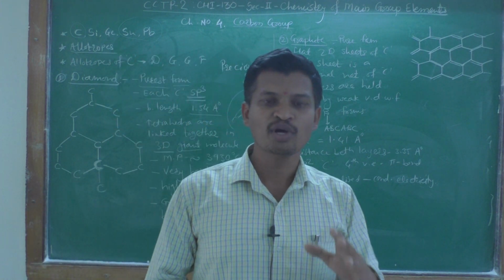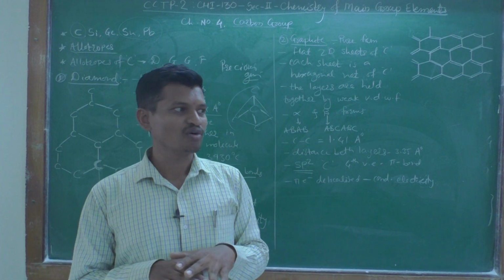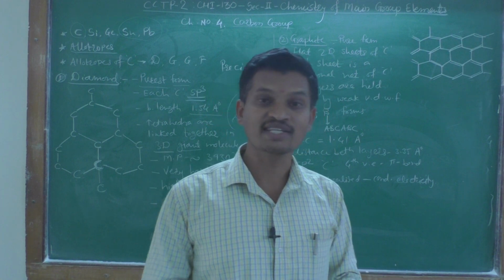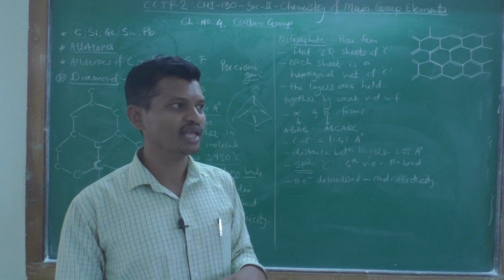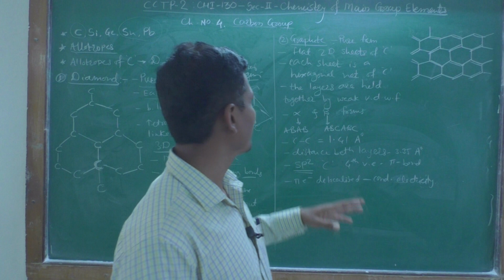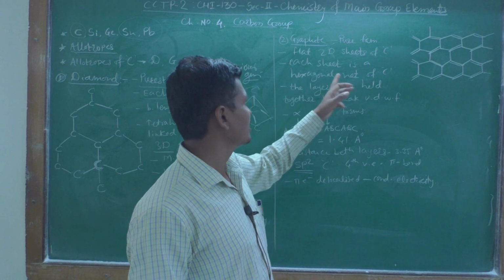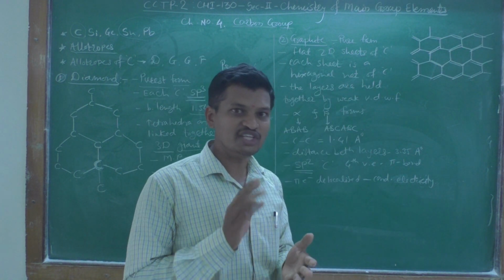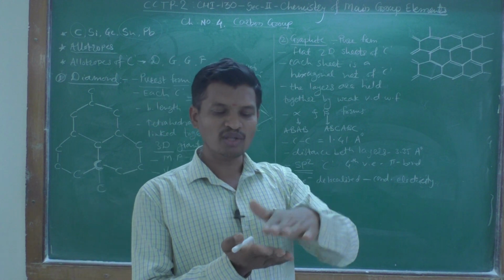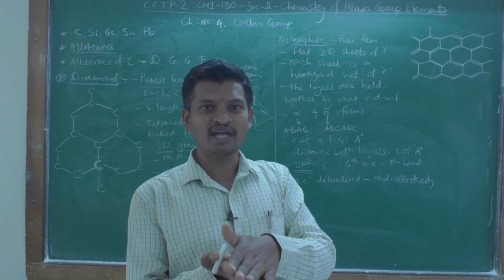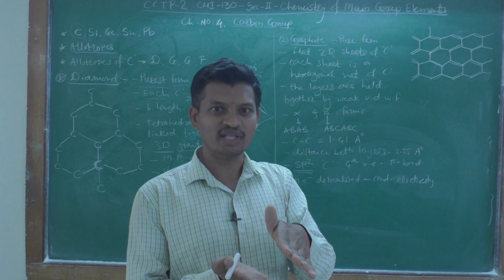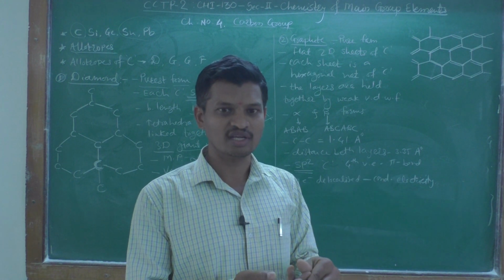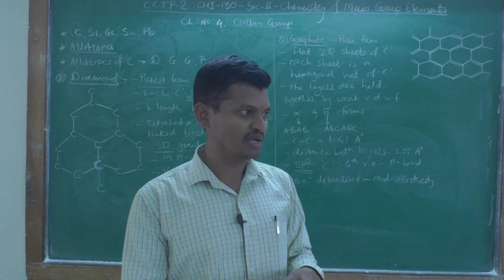Graphite consists of flat hexagonal rings of carbon atoms, and they are in two dimensions. Each sheet is a hexagonal net of carbon atoms. All these sheets are arranged in either of two ways, which we are going to see in the coming article on graphite.